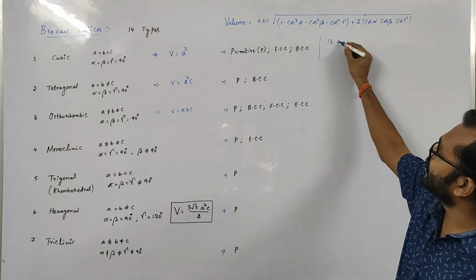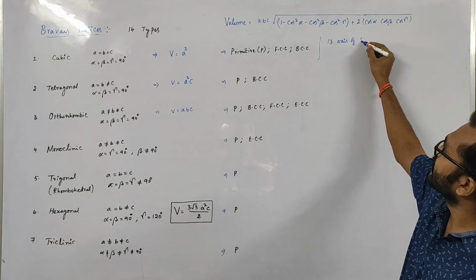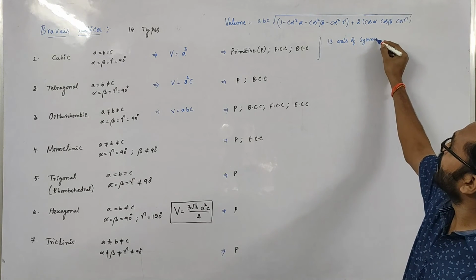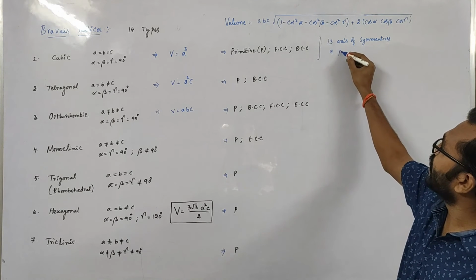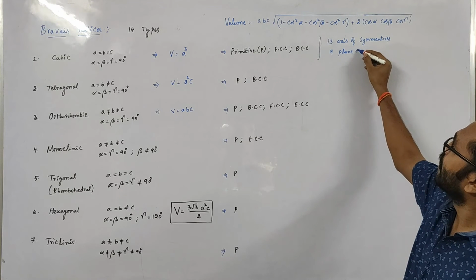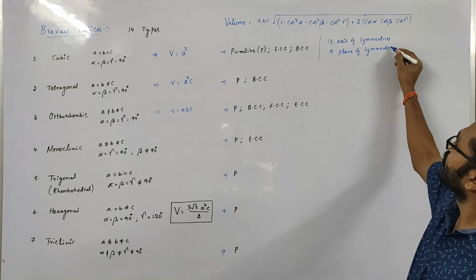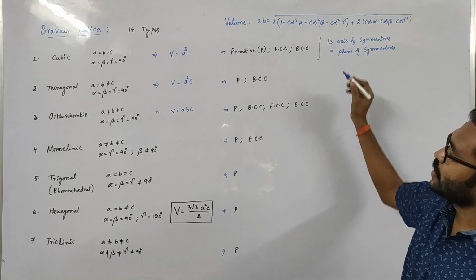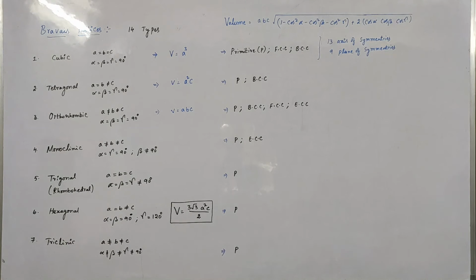13 axes of symmetry, 9 planes of symmetry and one center of symmetry. Totally 23 elements of symmetry possible. Here we are discussing only axes of symmetry and planes of symmetry.